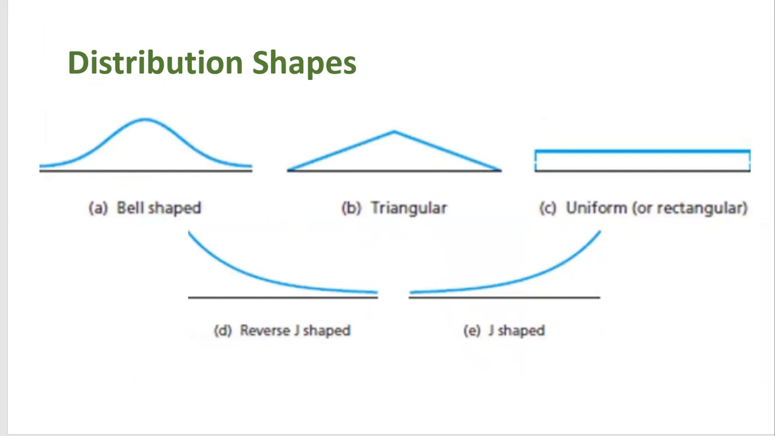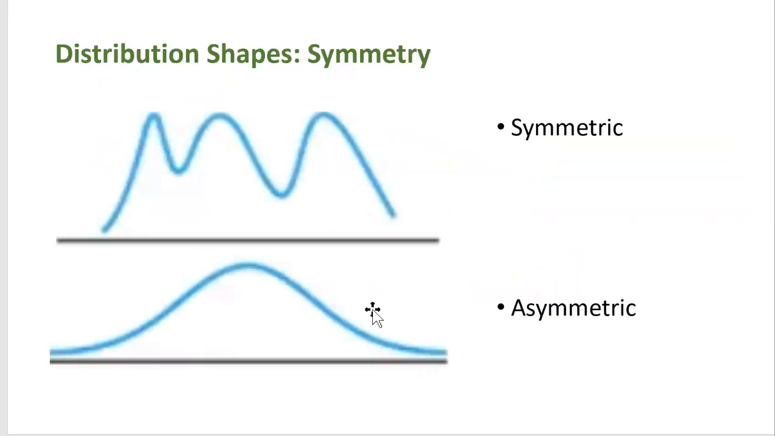Some shapes are more common than others. If it's not one of the common shapes, then we use classifications based on whether there is an axis of symmetry. And this distribution above is asymmetric, and the distribution below is symmetric.